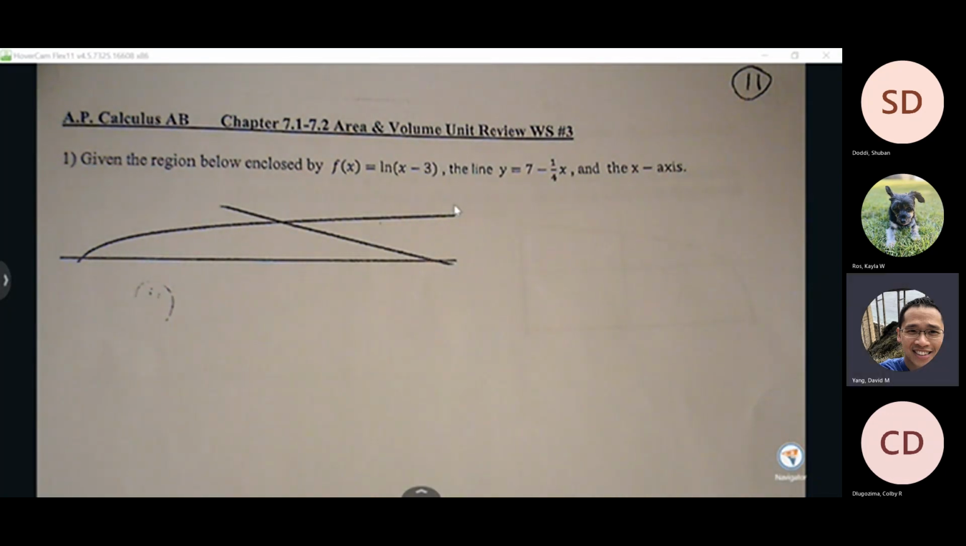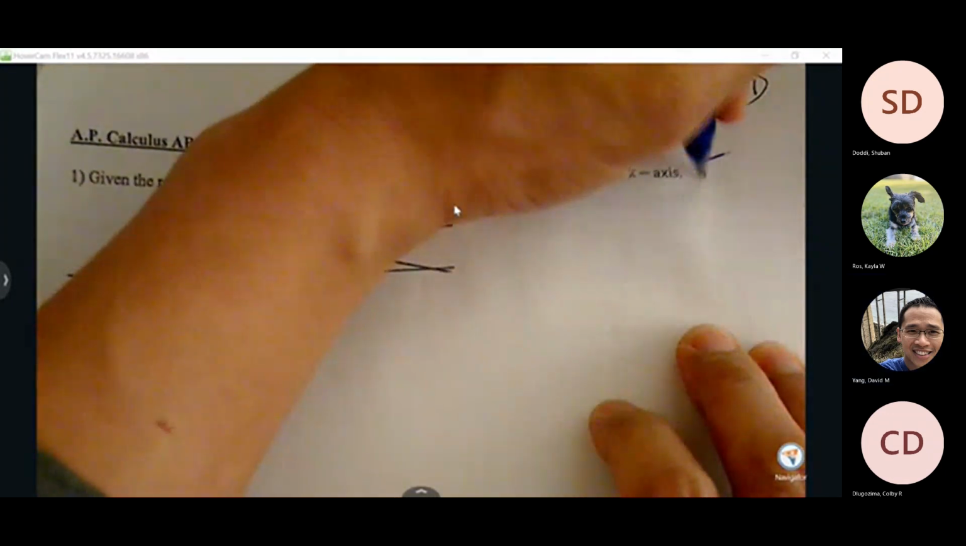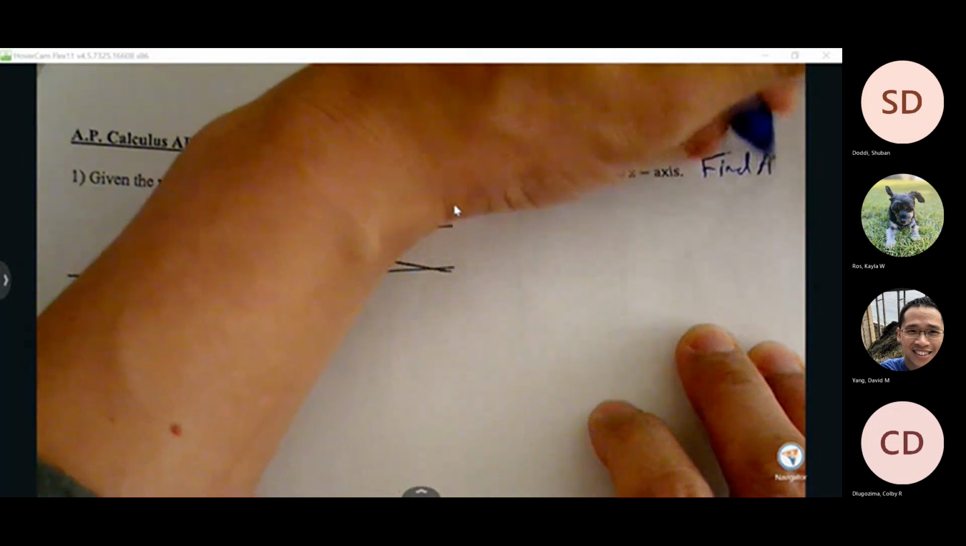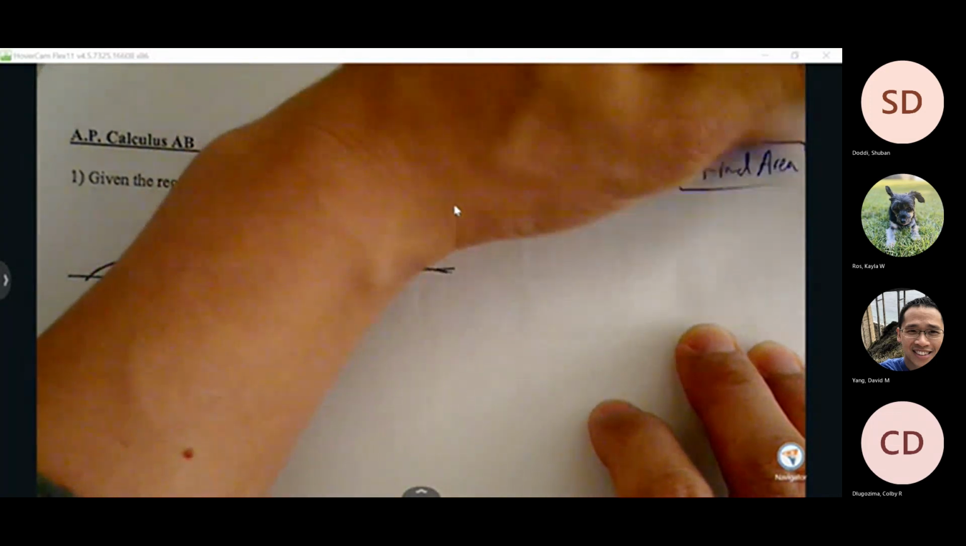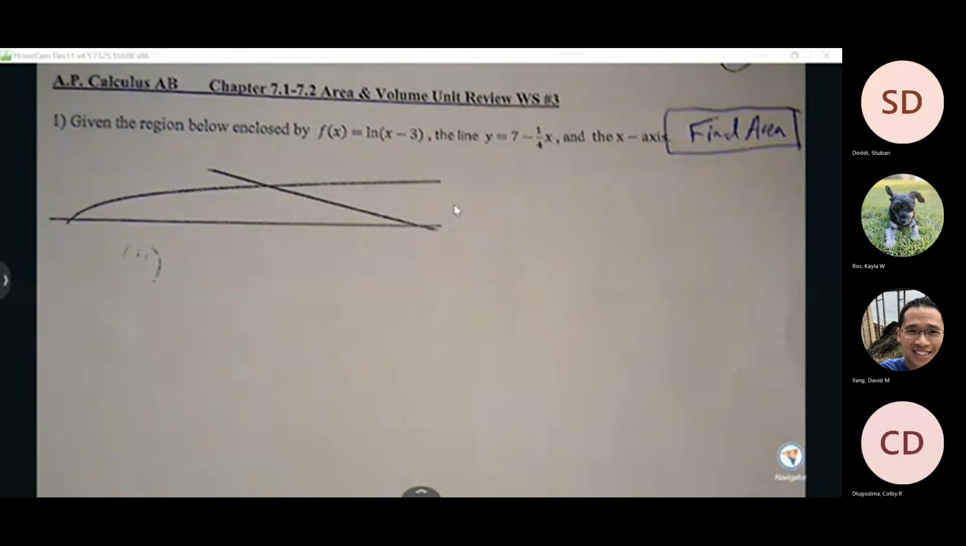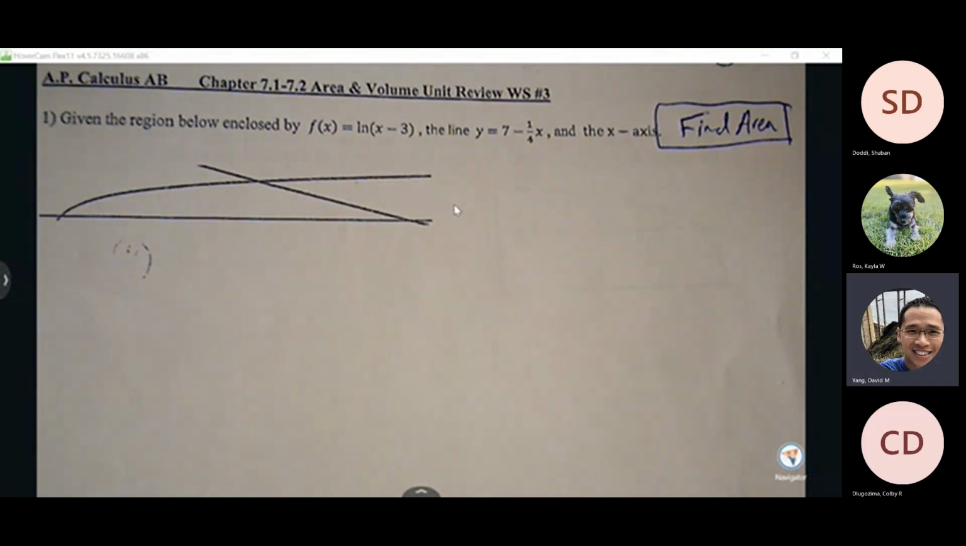Okay, so let's start with number one. It didn't say in the directions. I meant to say find the area here. So I think our natural tendency is to do top minus bottom, which is perfectly fine. But I'm going to approach this both ways. I'll do top minus bottom, and I'll do right minus left.